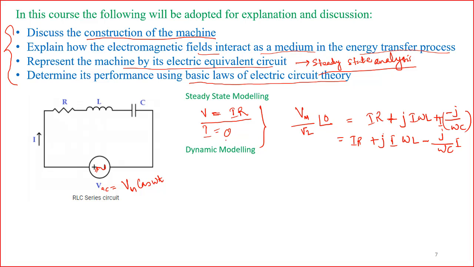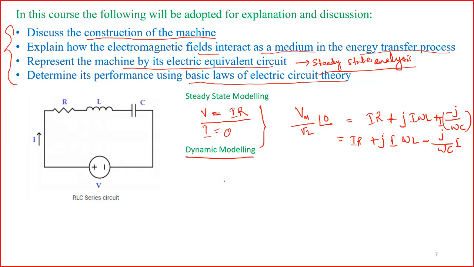Now I consider this DC source, and I want to write the equation in the dynamic mode. Suppose there is a switch here, and it is open. Now the switch is closed at t equal to 0, and what will be the equation for current I can derive from this? Under the transient condition, that means as soon as the switch is closed at t equal to 0, that is called dynamic modeling.